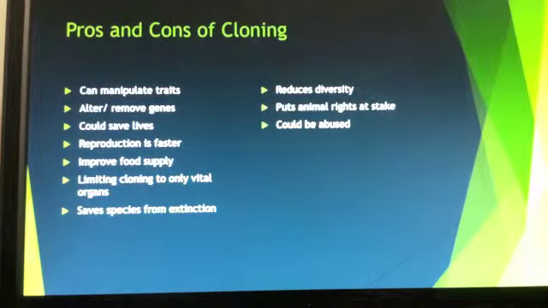Personally, I am against cloning, and there are three main points that strongly speak against it. The first one being that it reduces diversity, which is not beneficial for the survival of any species. The second one is that it puts animal rights at stake, because there wouldn't be as much attention going toward the animals at that point, because they are so easily replicated and reproduced. Finally, it could be abused, because with organ harvesting as well as stem cell harvesting of embryos, the methods that are used are very unethical.